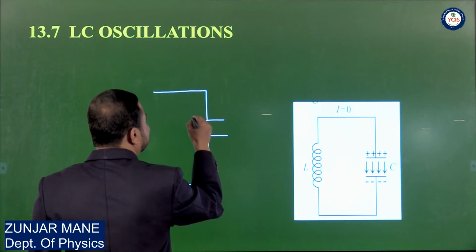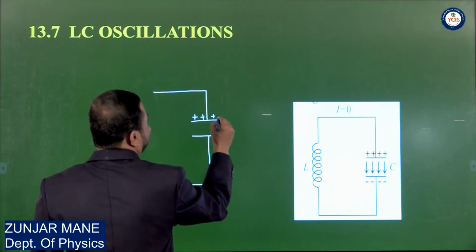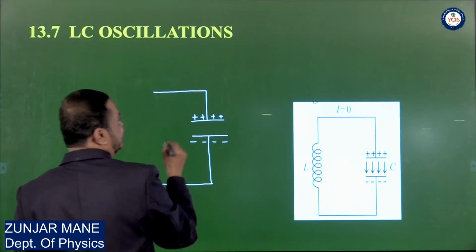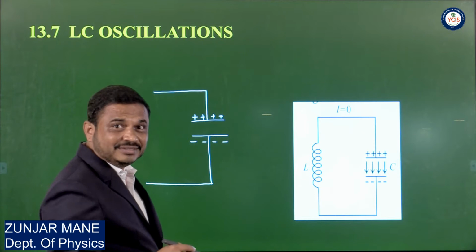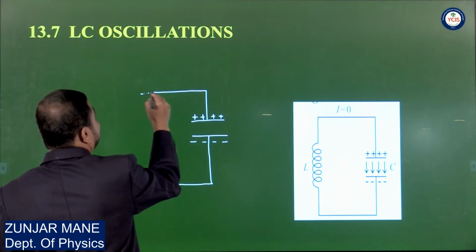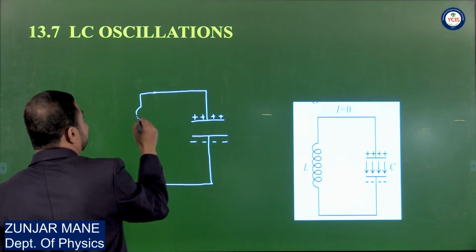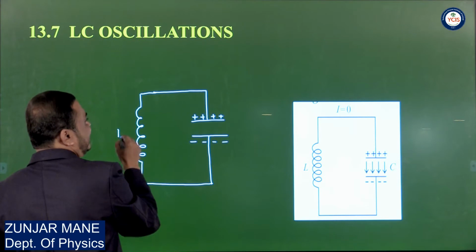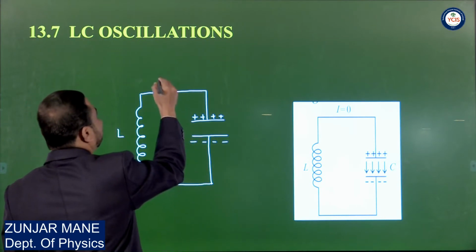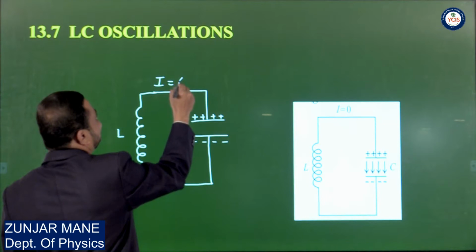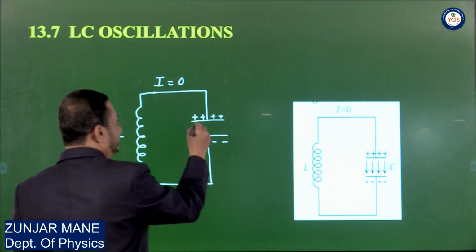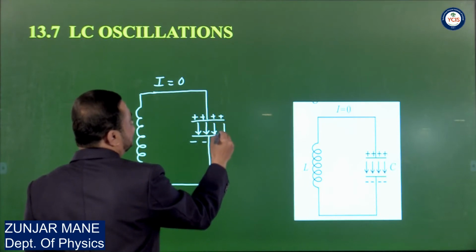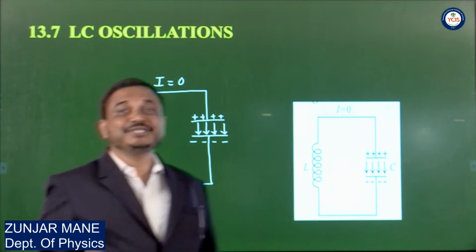Suppose this capacitor is charged as shown in the figure. Suppose this is a fully charged capacitor, and this charged capacitor is connected to an inductor of inductance L. Initially no current flows through this circuit, but the electric field between the two plates of the capacitor is from the positive to the negative plate. So the capacitor is fully charged.